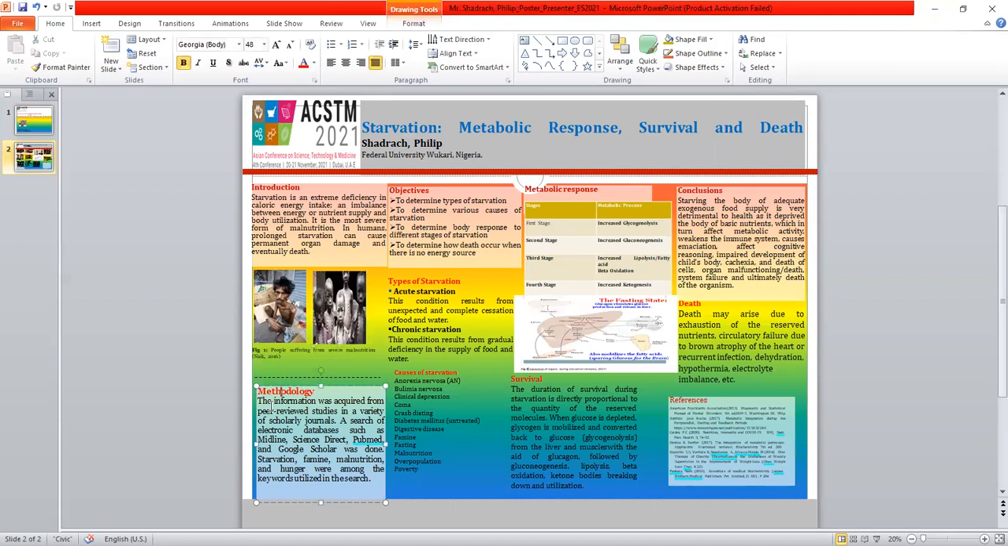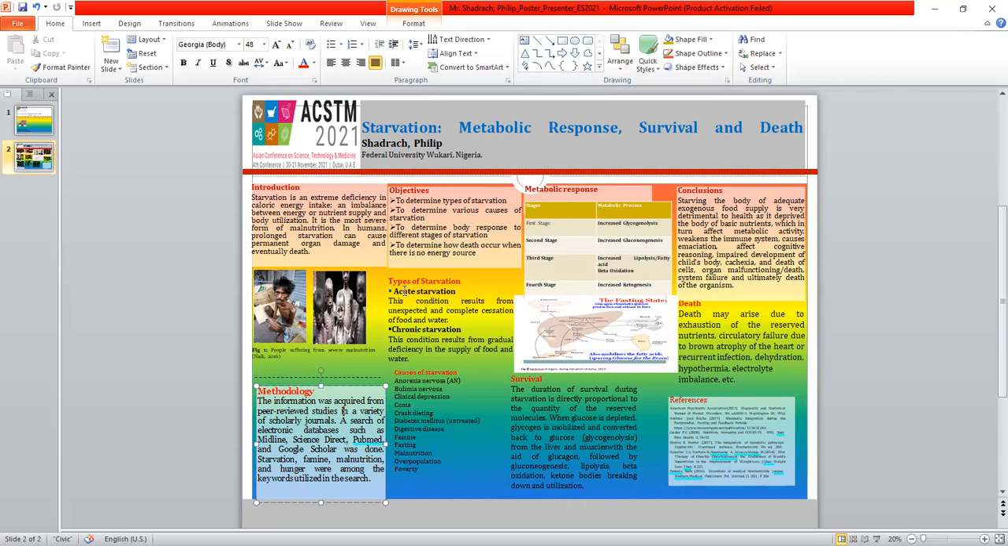Methodology. The information was acquired from peer-reviewed studies in a variety of scholarly journals. A search of electronic databases such as Medline, ScienceDirect, PubMed, and Google Scholar was done. Starvation, famine, malnutrition, and hunger were among the keywords utilized in the search.